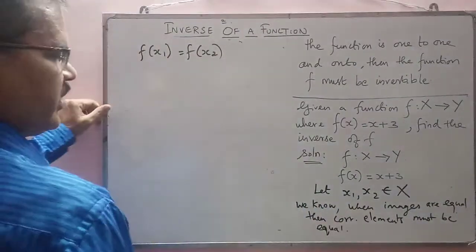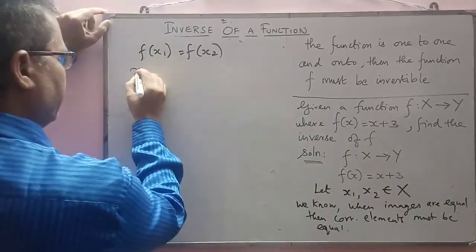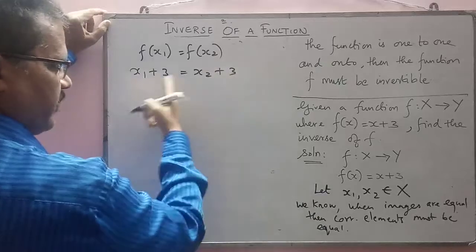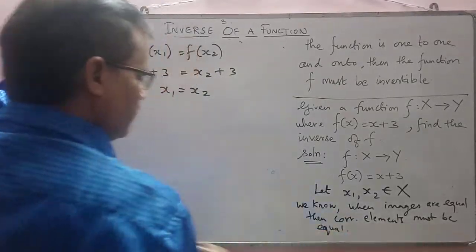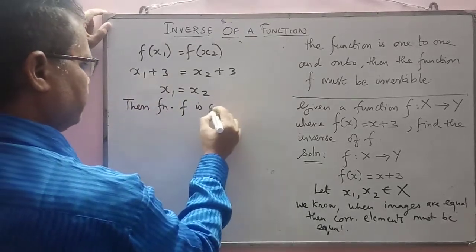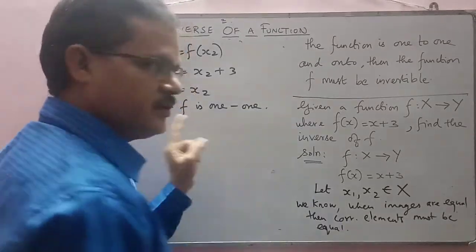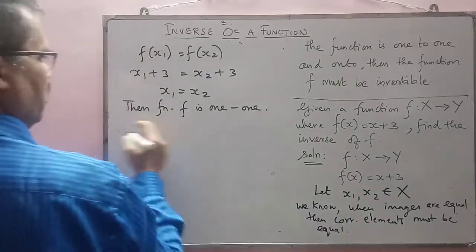Now you have to show corresponding elements are equal. What is f of x? X plus 3. So you write it as x1 plus 3 equals x2 plus 3. Subtracting 3 on both sides, we will get x1 equal to x2. So you have proved corresponding elements must be equal. Then the function is 1 to 1. The full exercise is done in 1.2. The same model is done in 1.2. Now 1 to 1 is over.